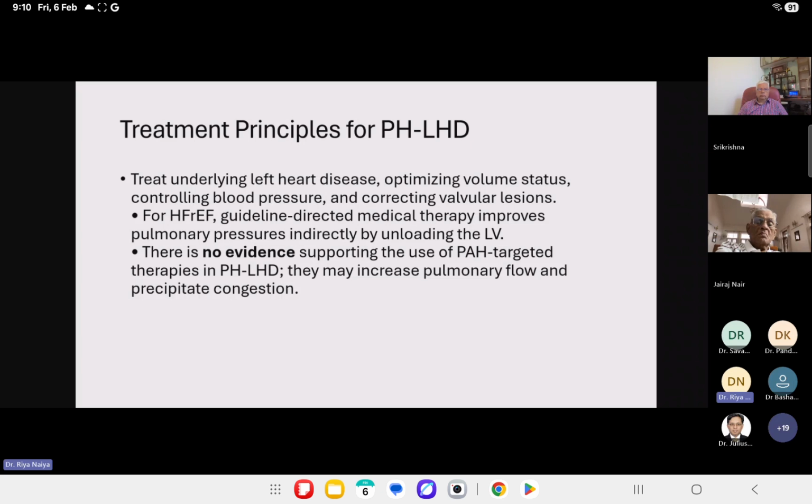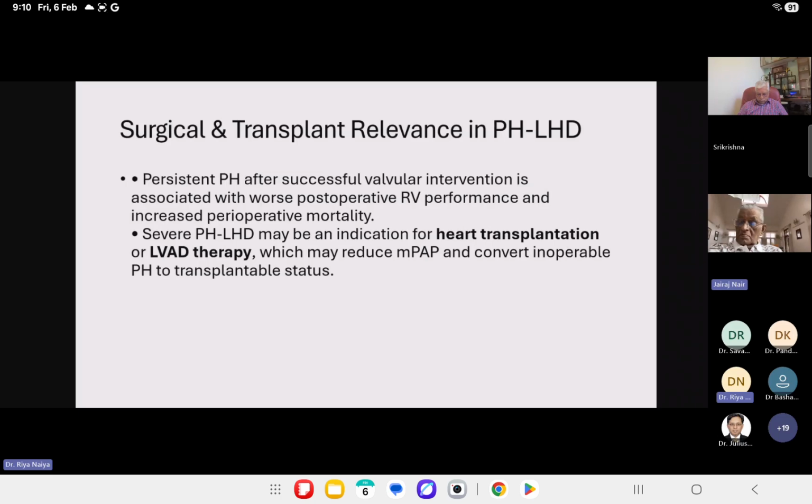Coming to surgical and transplant relevance in these cases, persistent PH even after successful valvular intervention is associated with worse postoperative RV performance and increased perioperative mortality. In severe cases, there may be an indication for heart transplantation or LVAD therapy, which may help in reducing the MPAP and convert inoperable cases to a transplantable status.